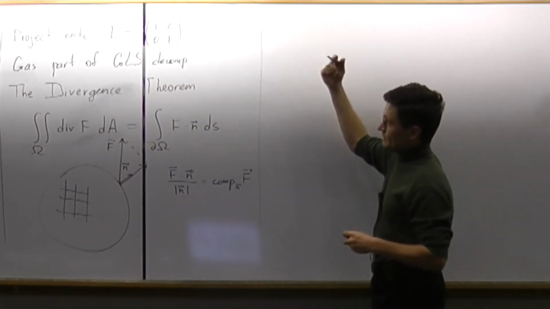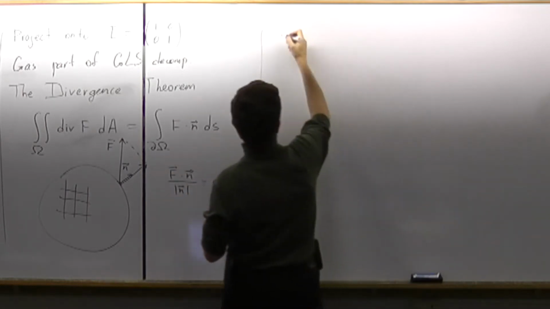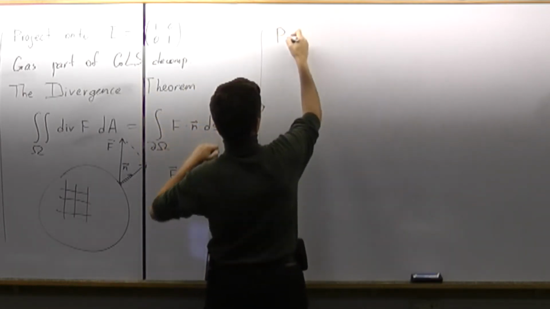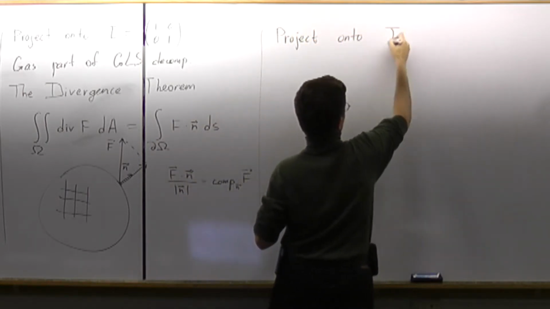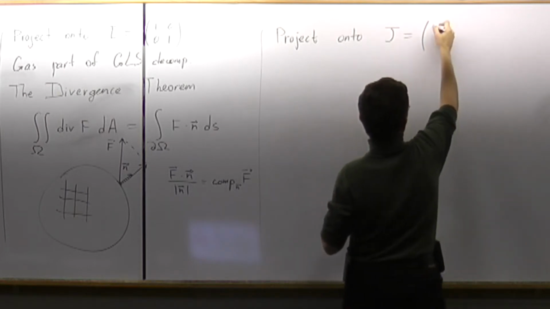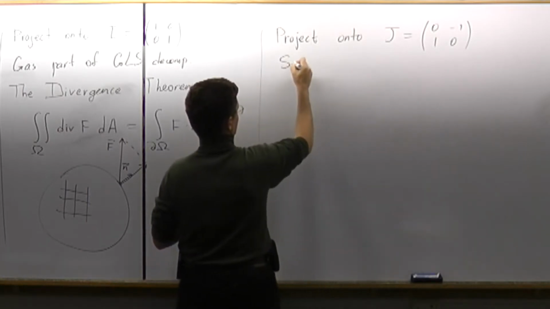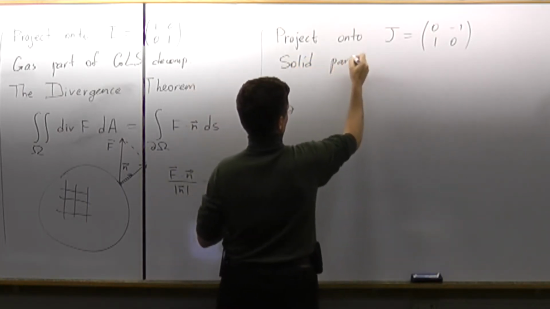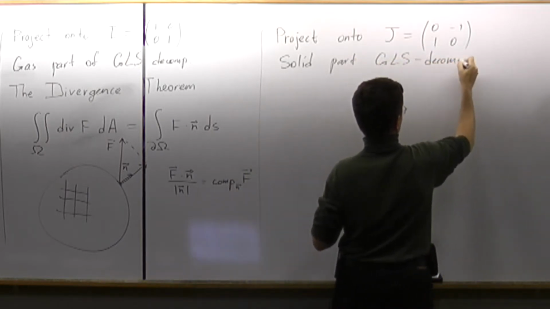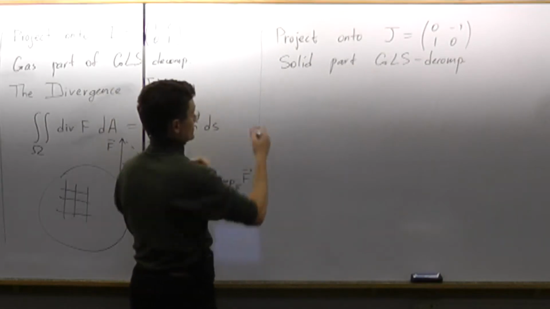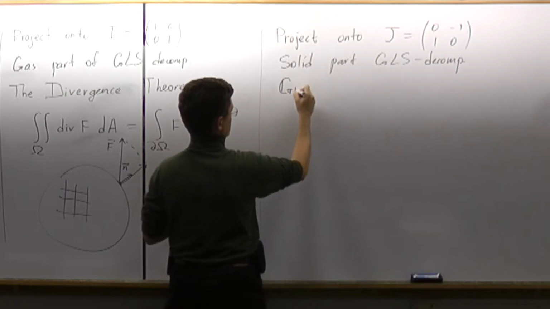But now I'm going to the second application, which will not be so clear. And that is about projection onto a different matrix. So we project onto the matrix J, 0, -1, 1, 0. And that was a solid part of the GLS decomposition. And the projection results in the theorem that is called Green's theorem.